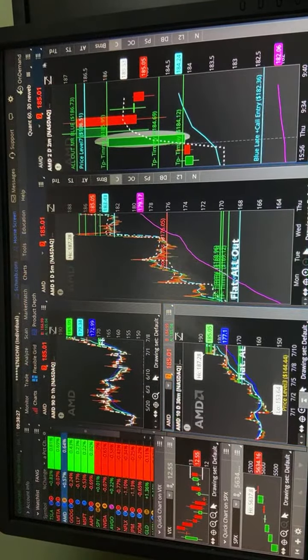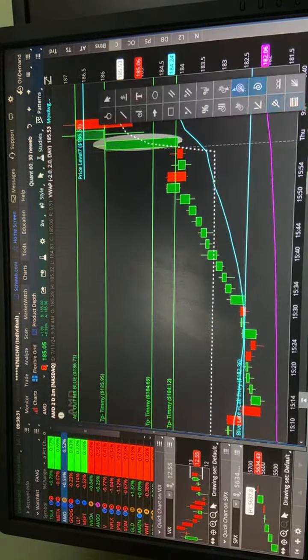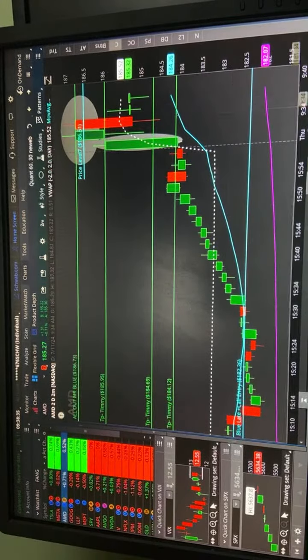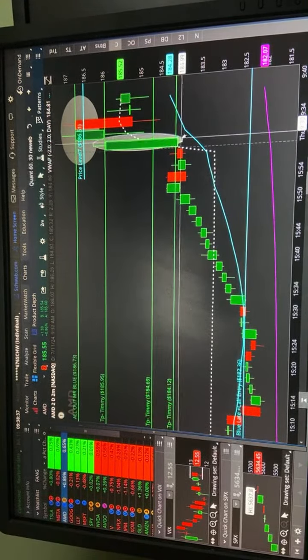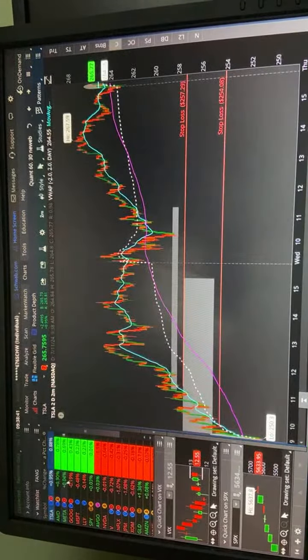You've got to be careful with that. AMD weekly supply touch up here. All right, still good. Nice little pullback. Don't get scared out of this. We still got the wide range bar to lean against there.